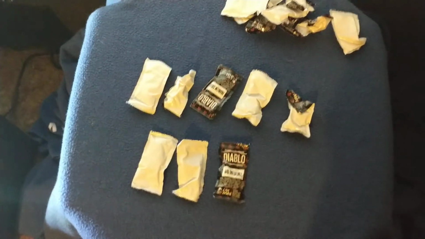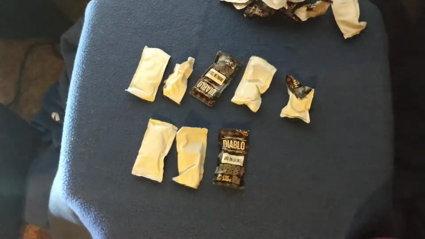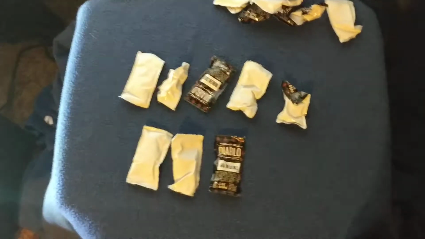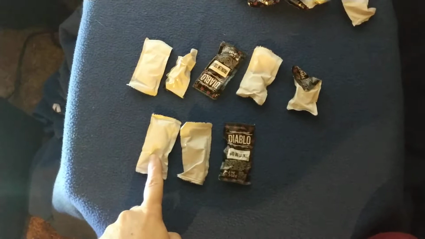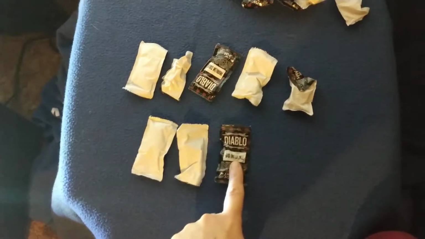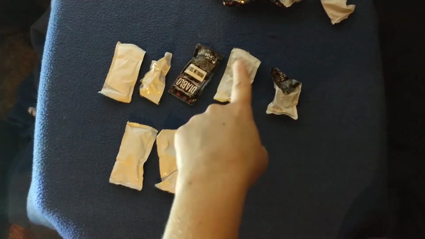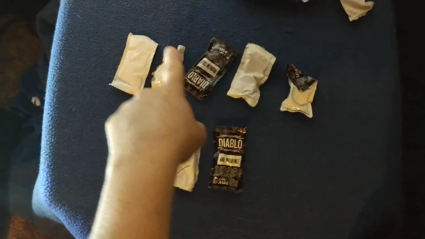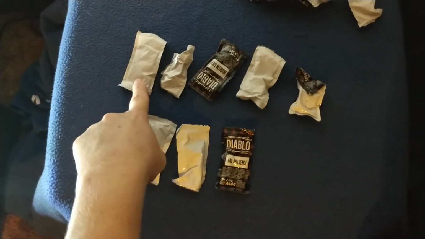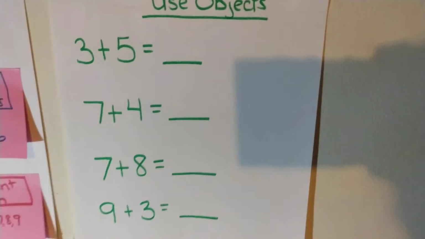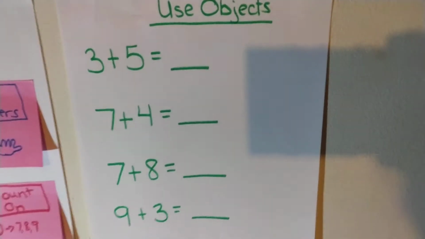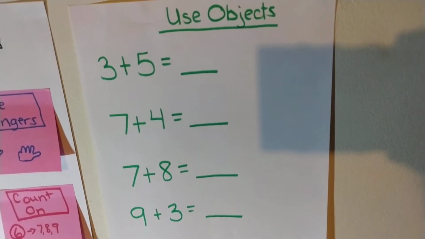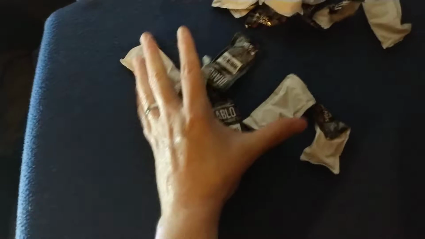So now, to find our answer, of course, you've got to count all of them. So let's touch and count. 1, 2, 3, 4, 5, 6, 7, 8. Of course, that's where you're going to write your answer. Right there with your number sentence. 3 plus 5 equals 8. Very good. All right. To do the next problem, we have to move all our objects back to their pile.